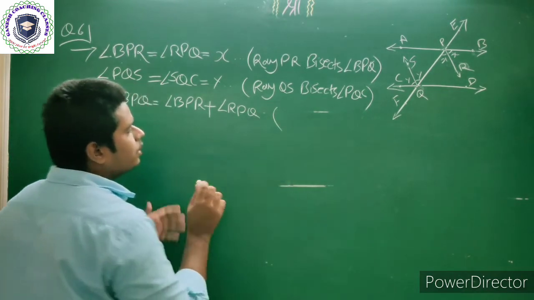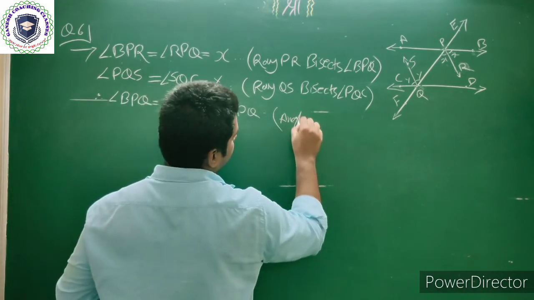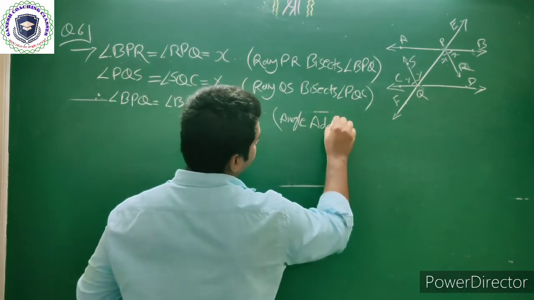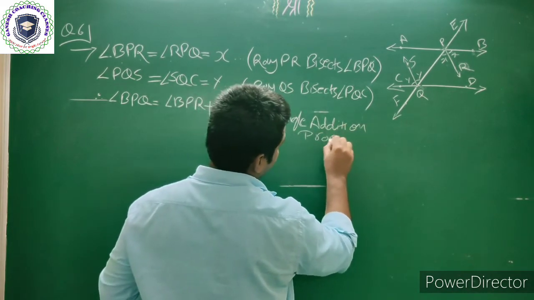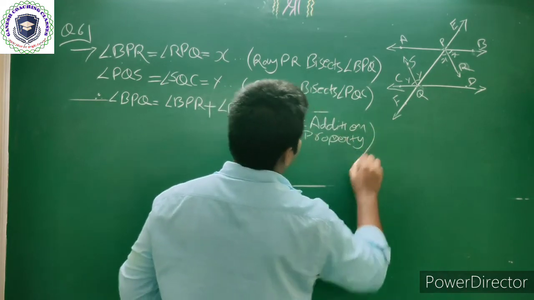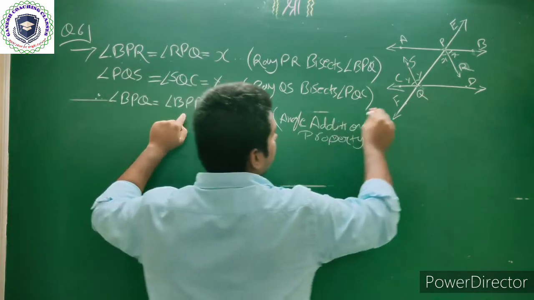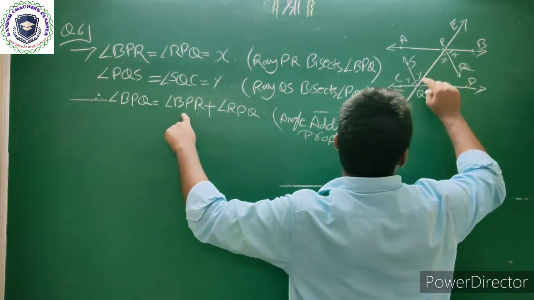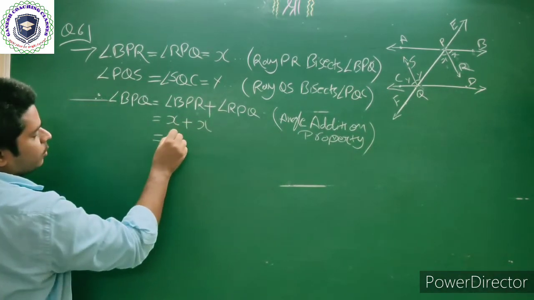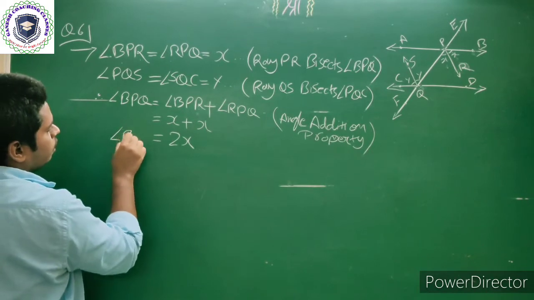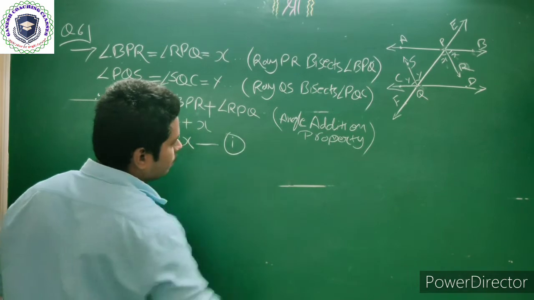Okay, so by which property can we write this statement? By the angle addition property. Here we assume the value of BPR is x, and the value of RPQ is also x. So x plus x is 2x. So we got the value of BPQ as 2x. Consider this as equation number 1.